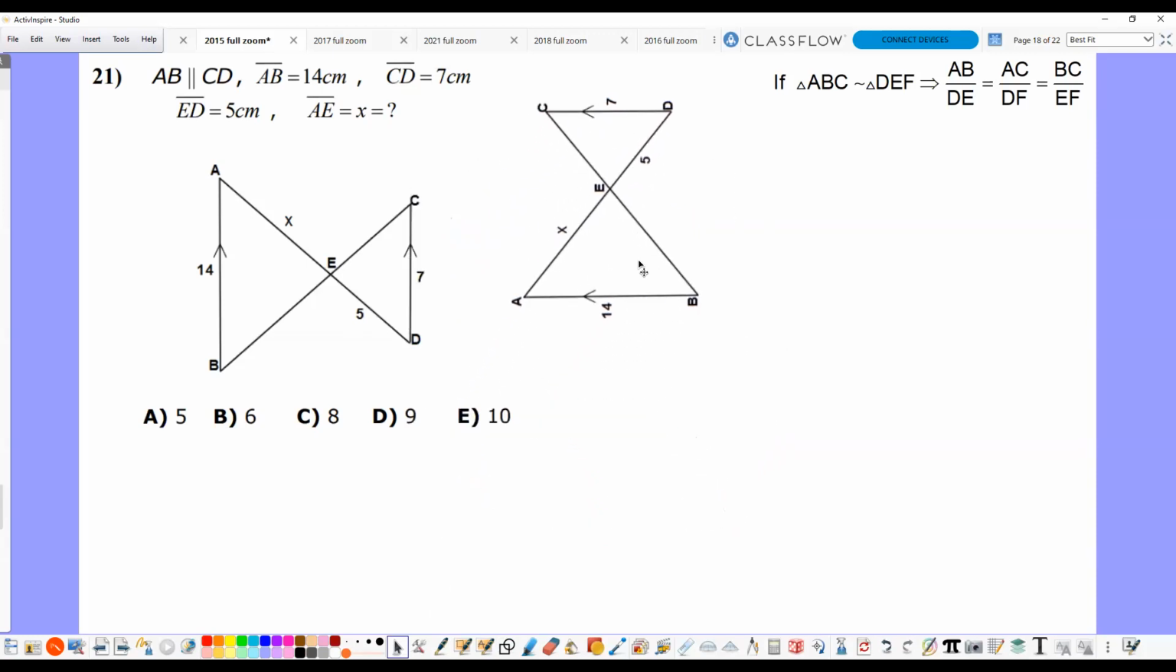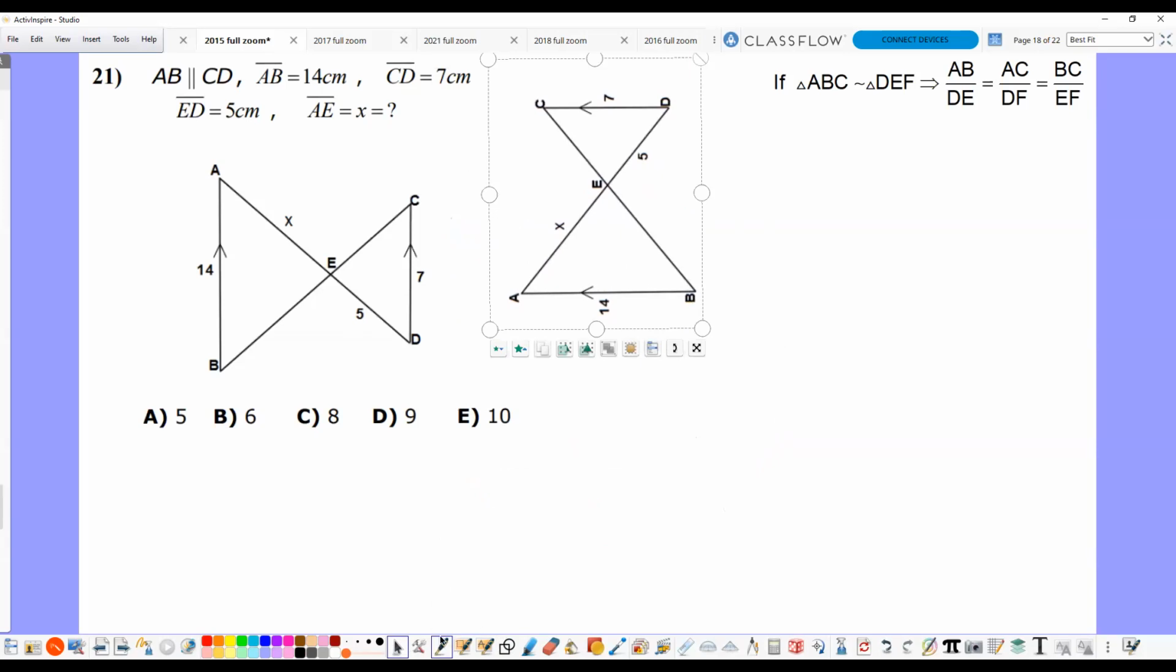Since these two lines are parallel, I know from the Z rule that these angles are also going to be equal to each other. So if I name this one alpha, this is also alpha. By using the same rule, if I name this one beta, this is also beta. And if I name this one gamma, this is the vertical angle, so this is also gamma.